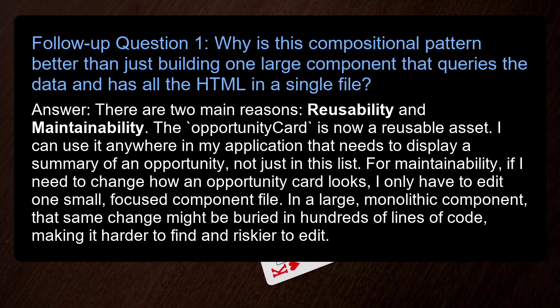The opportunity card is now a reusable asset. I can use it anywhere in my application that needs to display a summary of an opportunity, not just in this list. For maintainability, if I need to change how an opportunity card looks, I only have to edit one small, focused component file. In a large, monolithic component, that same change might be buried in hundreds of lines of code, making it harder to find and riskier to edit.